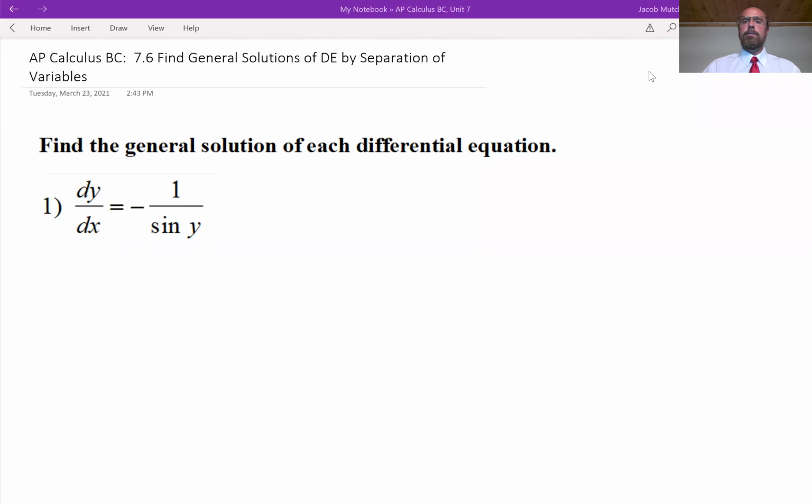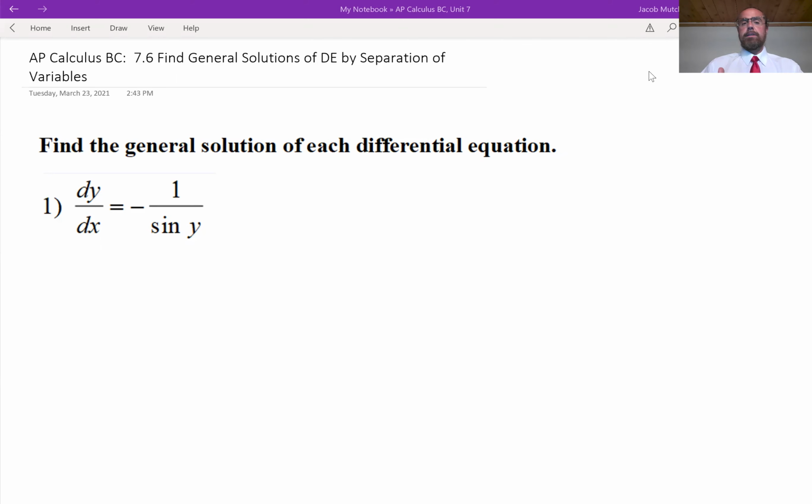Welcome to Calculus. Today we will investigate how to find general solutions of differential equations by separation of variables. We'll take a look at three total examples. Our first example is given to us in Leibniz notation. We've got dy over dx equals -1 over sine y.